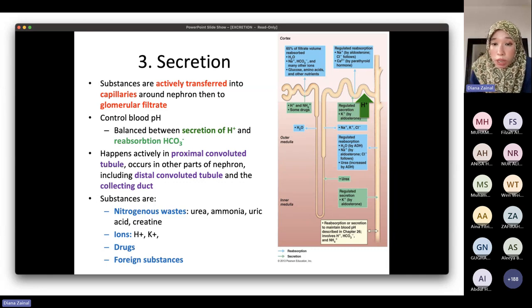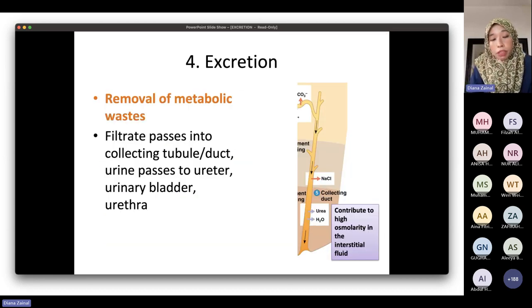So the reabsorption is going to happen at these two parts, the distal convoluted tubule and also the collecting duct. Itu yang saya cakap, reabsorption happen is depending on your body situation and also hormone. If ADH is produced, reabsorption is going to happen inside the distal. Tapi if you're okay, minum cukup air, tak ada apa-apa yang perlu di reabsorb, secretion is happening over here. So still the excretion is removing of the metabolic waste, and filtrate is going to pass into the collecting duct, passes to the ureter, urinary bladder, and finally the urethra.